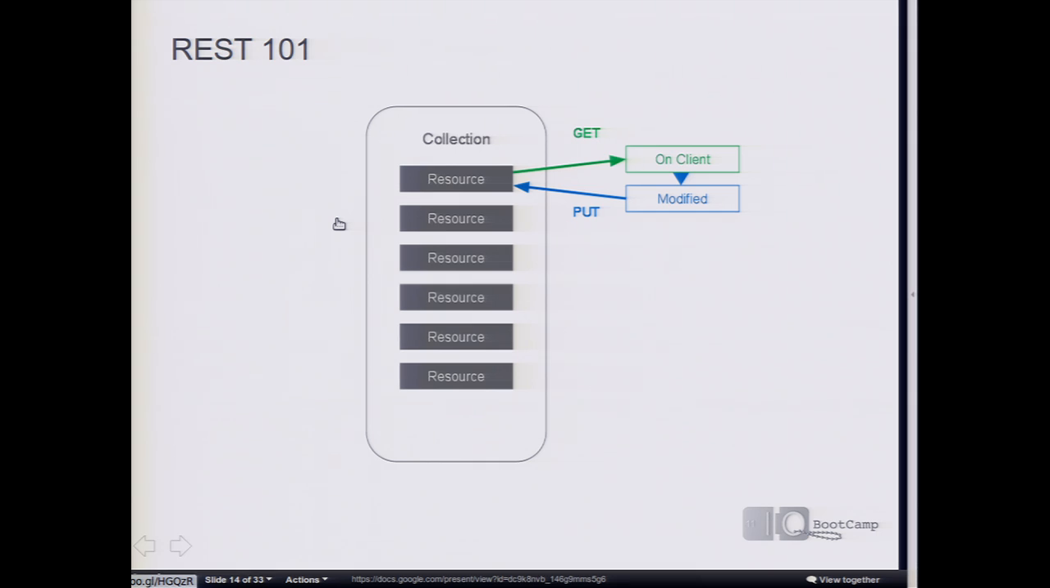Call HTTP PUT with that JSON right back to that same exact URI. That updates it within the collection. Okay? So it's a very simple yin-yang thing there. I get it, modify it, put it. It's always back to that same URI.